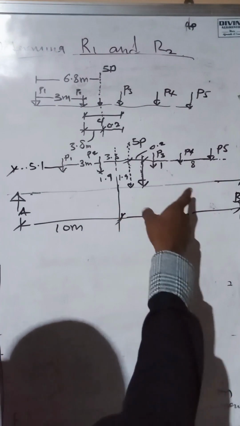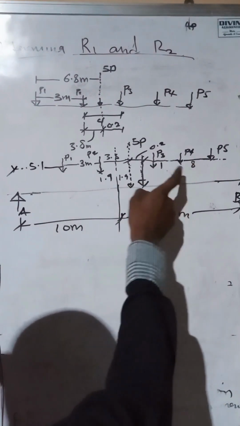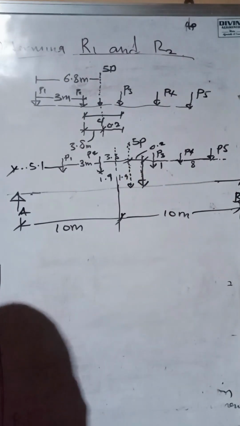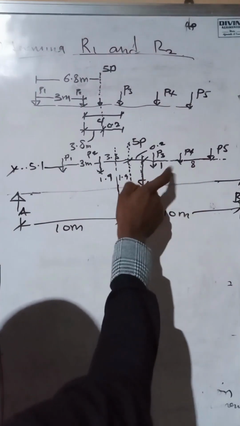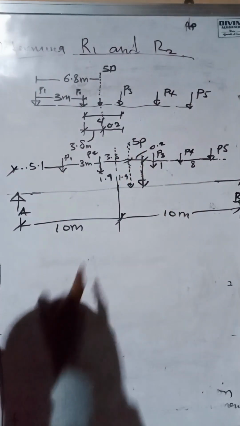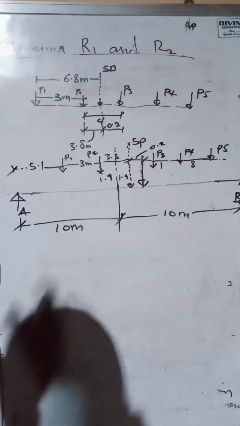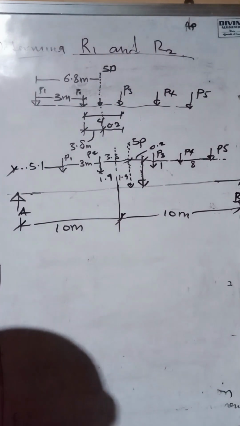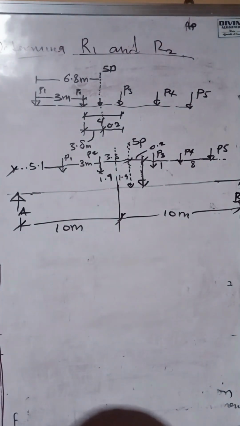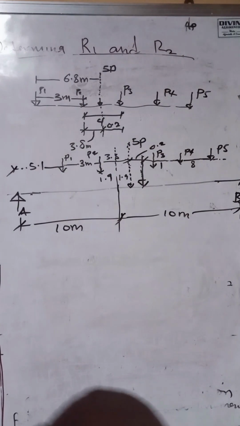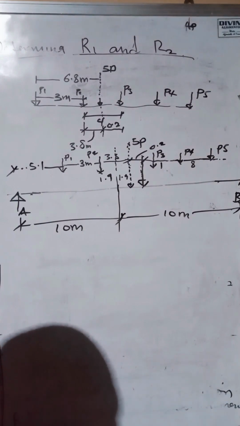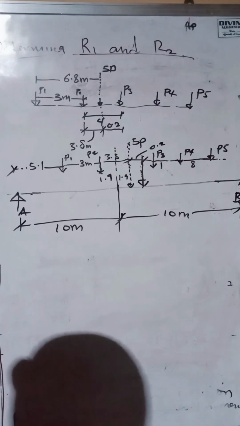Let's see what happens here. This becomes 10 meters, plus 0.9 plus 1. This is 11.1. You can say that 11.1 is the total length, meaning that load P5 is already out of the support. That is what it means. So definitely load P5 is going to go out of the beam.